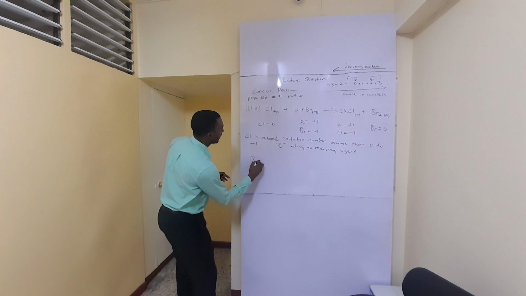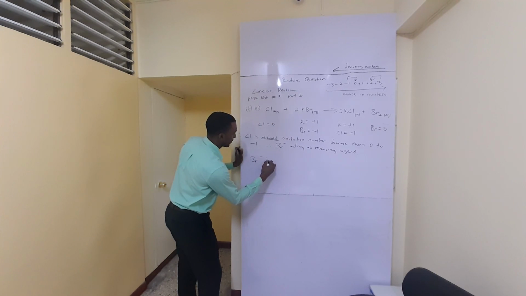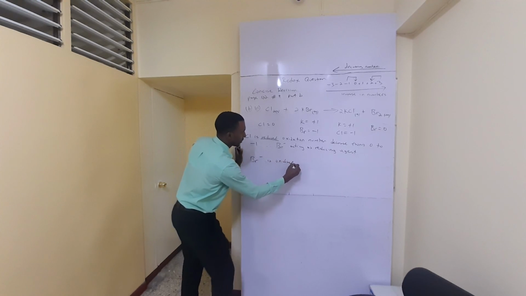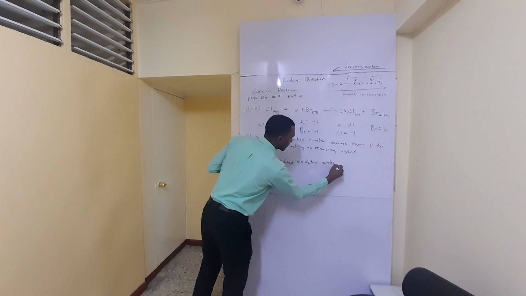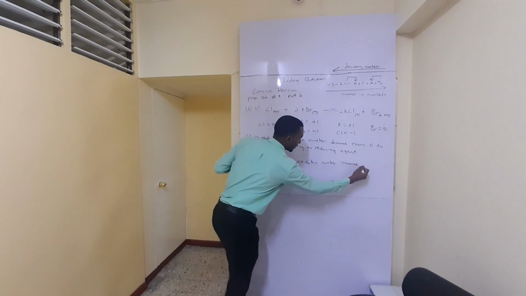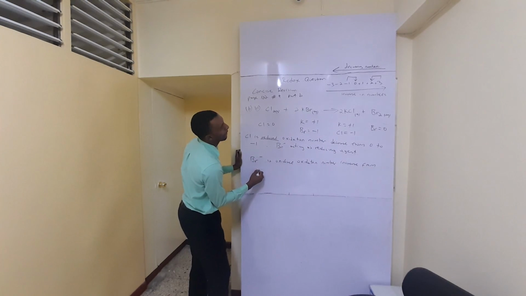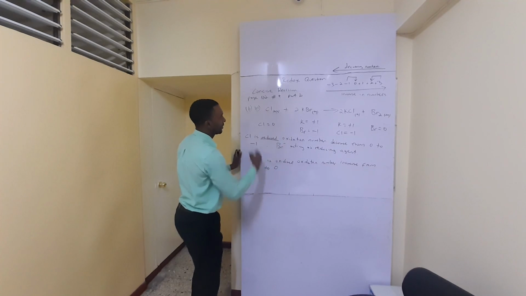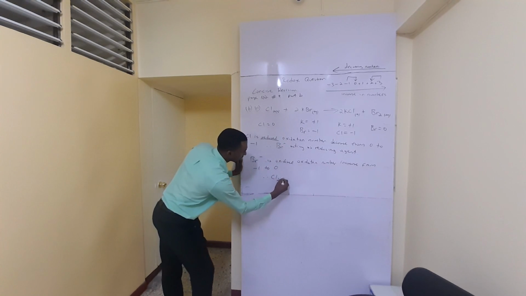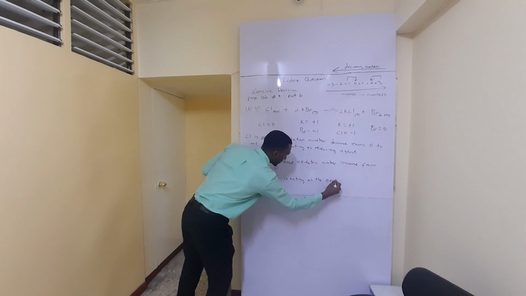While Br minus increased from minus 1 to 0. Right? Therefore, chlorine is acting as the oxidizing agent.